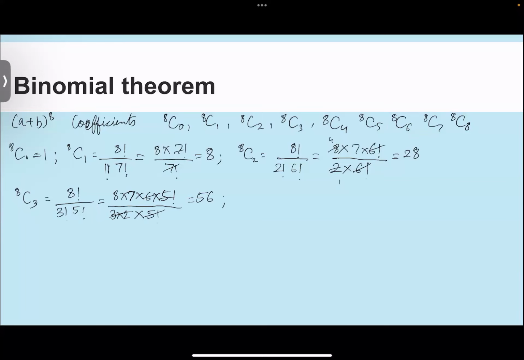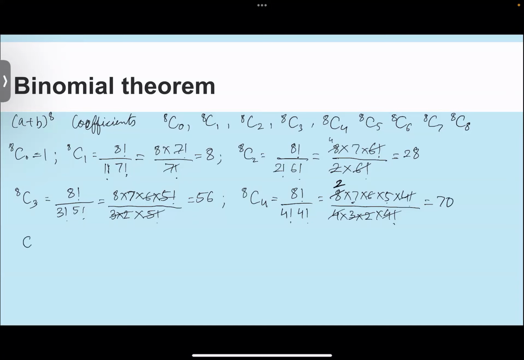Then the next one you have 8C4. So this is 8 factorial upon 4 factorial, and 8 minus 4 is 4 factorial. So that will be 8 into 7 into 6 into 5 into 4 factorial. You can expand one of the 4 factorials as 4 into 3 into 2 into 1, but you won't write that. So 3 into 2 is 6 gets cancelled, and 8 over 4 becomes 2. So you have 7 into 5 is 35, and 35 into 2 is 70.